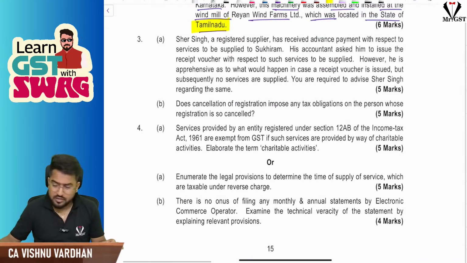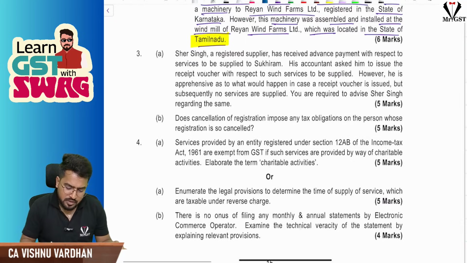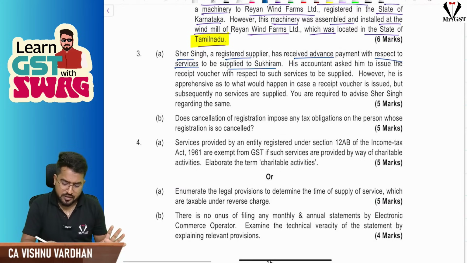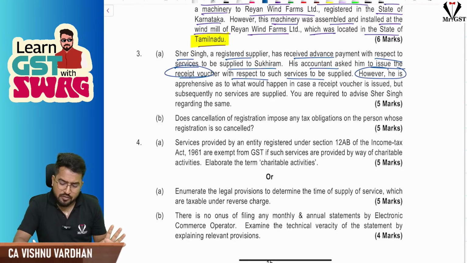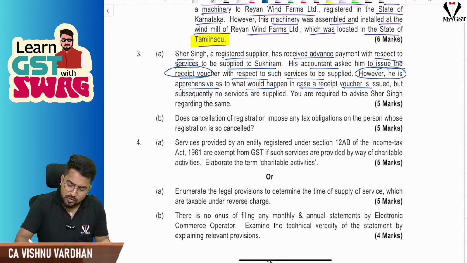So look at this. The next one: Sharing, a registered supplier, received an advance with respect to services to be supplied to Sukiram. His accountant asked him to issue a receipt voucher with respect to such services. However, he is apprehensive about what would happen in case a receipt voucher is issued but subsequently no services are supplied. You are required to advise Sharing regarding the same.